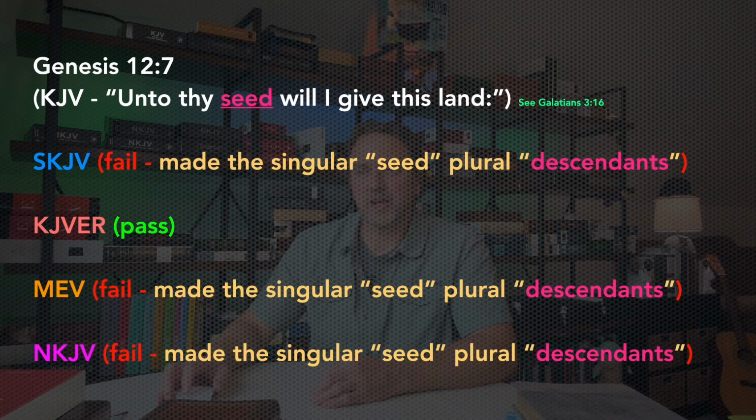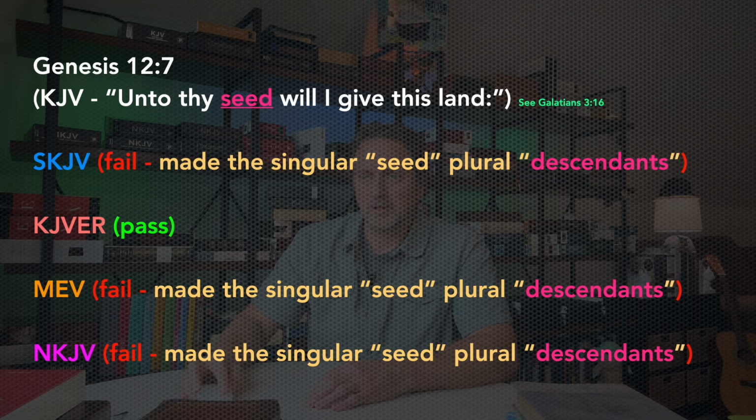Remember that retroactive praying. Genesis chapter 12, verse 7. And I got a little note in here. This is not my note. This is a note from these, and I'm not sure why I put this note in here, but anyway, it's in there. So KJV says, unto thy seed will I give this land. The SKJV failed because it changes seed to the plural descendants. KJVER is a pass. MEV failed, and the New King James failed also.